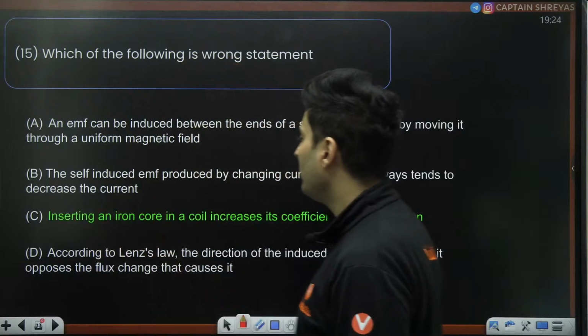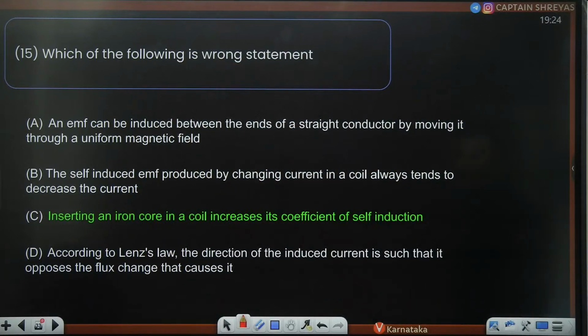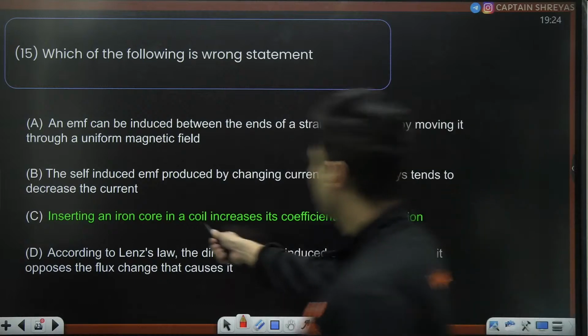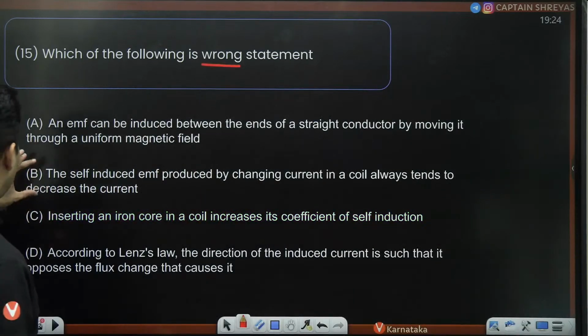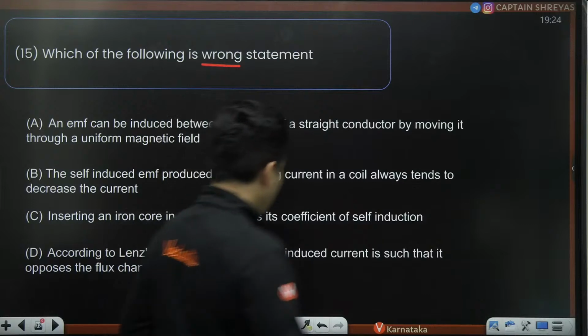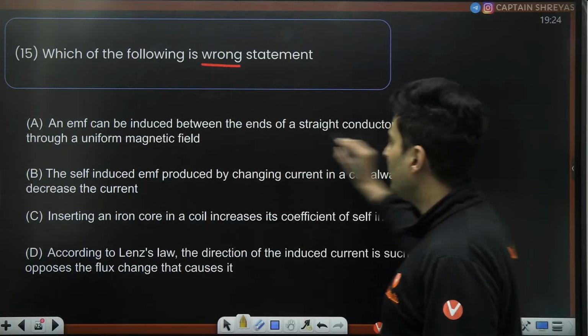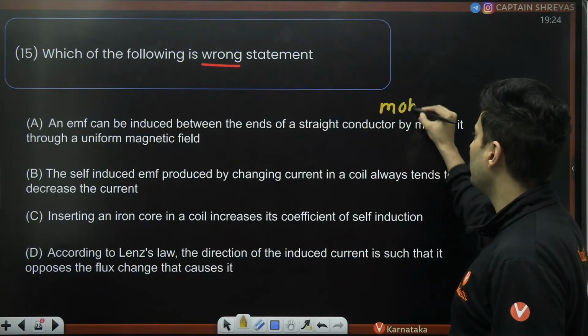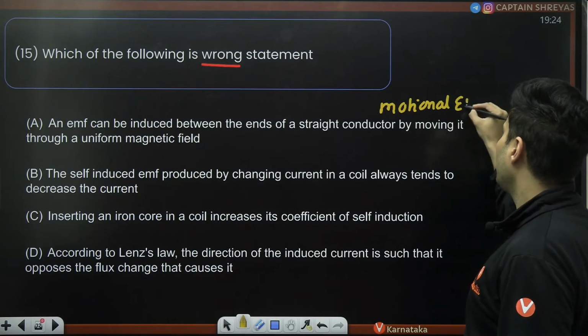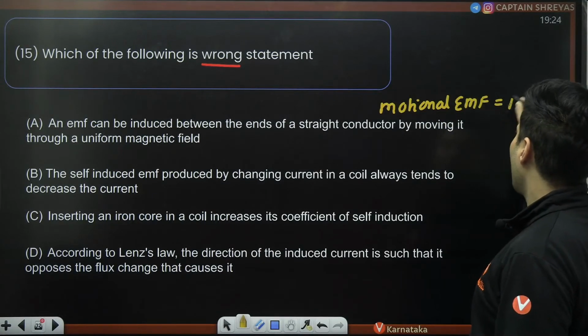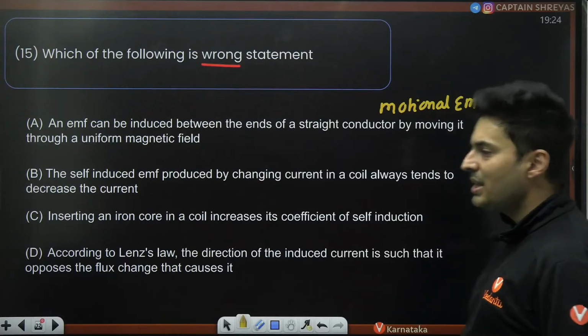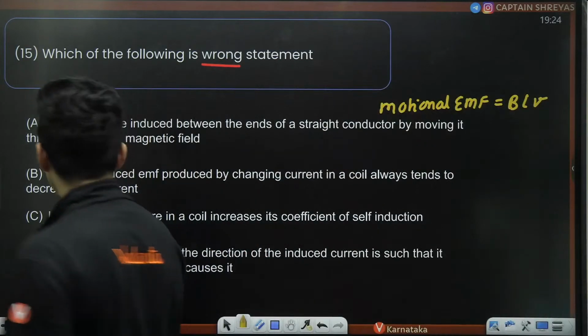The wrong thing will be inserting an iron core in the coil increases its coefficient of self-induction. The self-induced EMF produced by changing current in a coil is always tending to decrease. No, this is wrong, guys. This B should be the wrong answer. I'll tell you why. See, EMF can be induced. This is basically on motional EMF. Motional EMF is magnetic field into length into velocity, BLV. Yes, BLV.